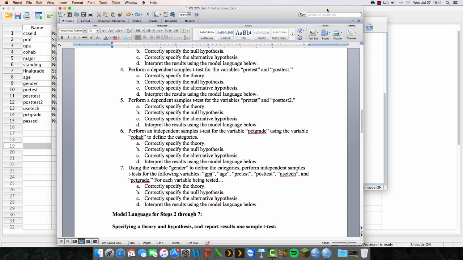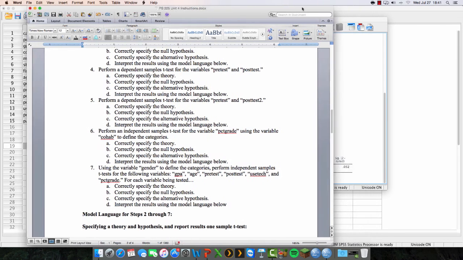And our null hypothesis in this case, of course, would be that there's no difference in the percentage grade between those people who are cohabitating and those people who are not cohabitating. The alternative hypothesis would be that there is some difference. And I guess we can just go ahead and check that. So let's do that.